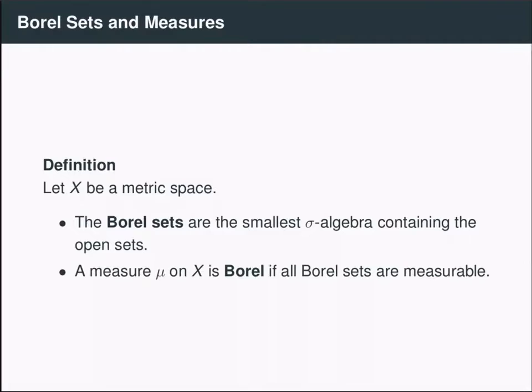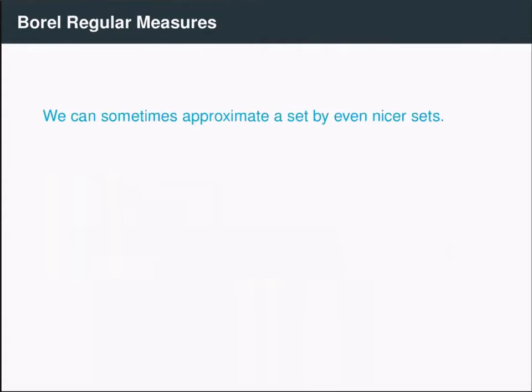Now, in this class, we're primarily going to be concerned with measures for which open and closed sets are measurable, and thus those measures will be automatically Borel. Now, often we might be proving a theorem that works for a nicer class of sets, like Borel sets or open or closed sets, but we want to extend it to a more general class of sets. This leads us to the concept of regularity, which concerns being able to approximate a set in measure by a set from a nicer class.